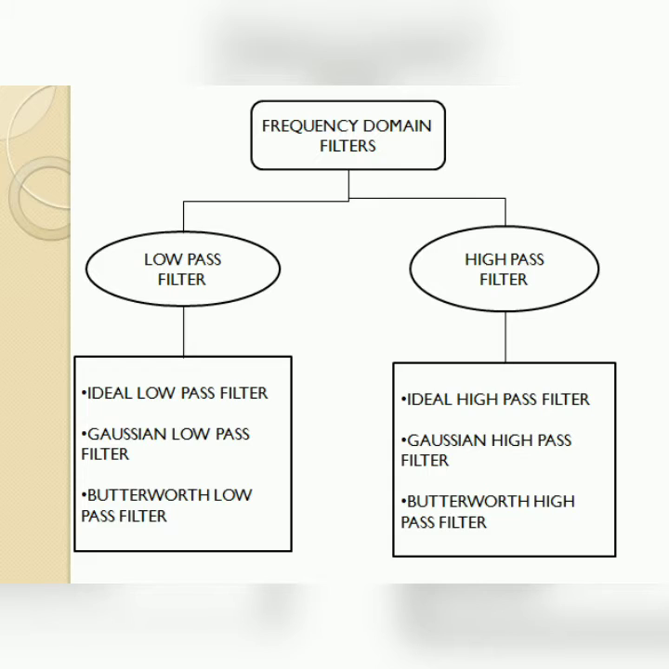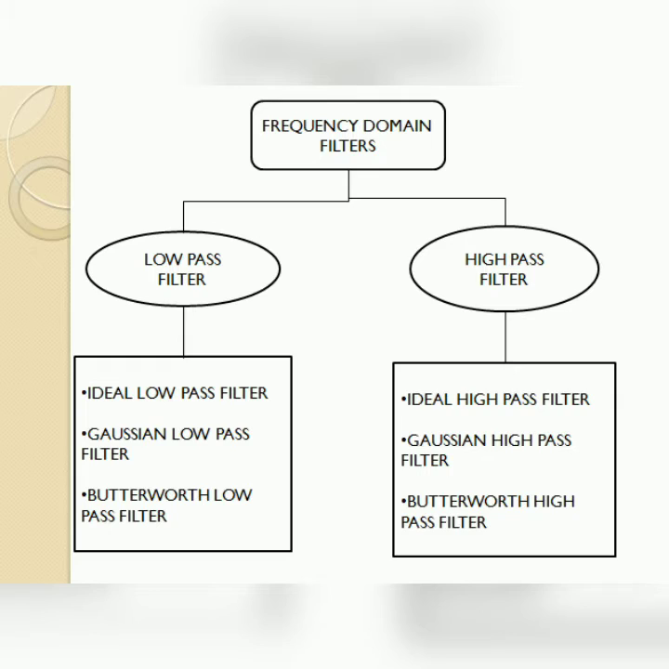So the frequency domain filters, as we all know, have two types, the low pass and the high pass. Further, the low pass and high pass are each defined into three types: the ideal low pass filter, Gaussian low pass filter, and Butterworth low pass filter. And similarly, the high pass filter also has the same three types. So what is the ideal low pass filter? A two-dimensional low pass filter that passes without attenuation all frequencies within a circle of radius D0 from the origin and cuts off all the frequencies outside the circle is called the ideal low pass filter.